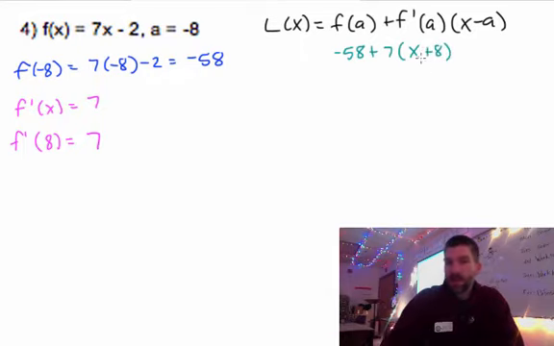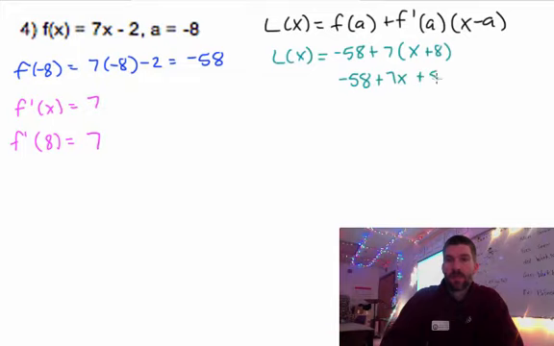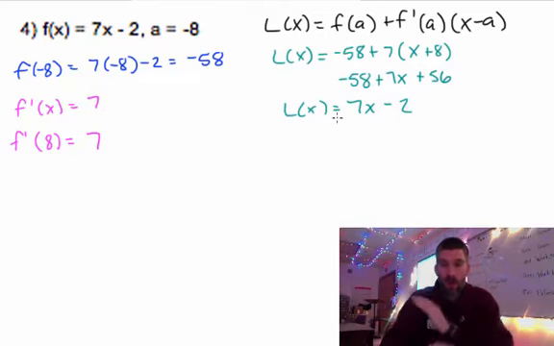And if we're going to find the linearization close to here, then we just work this guy out, and it's going to give us an equation, which is going to be L of x. So negative 58 plus 7x plus 56, combine all the loose parts together there, and the linearization of this particular guy is going to be 7x minus 2. That's it. That's all there is to it.